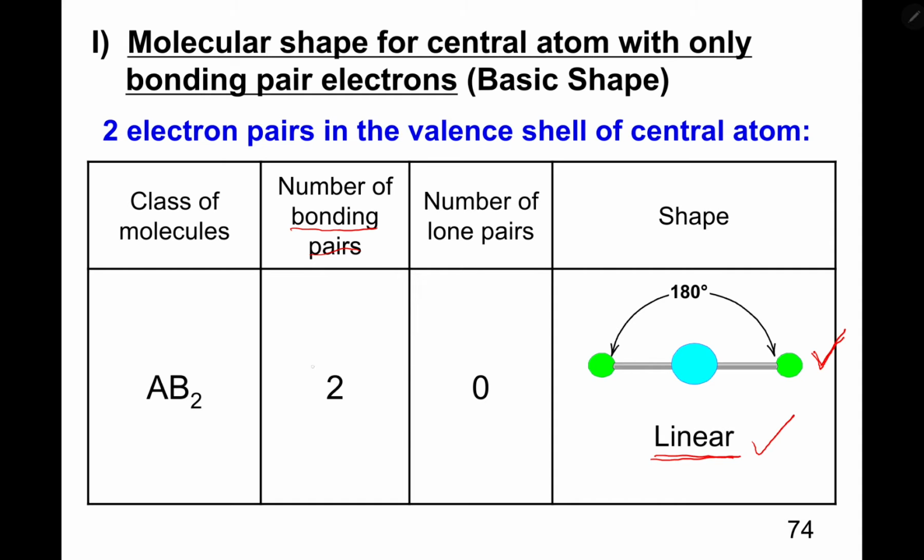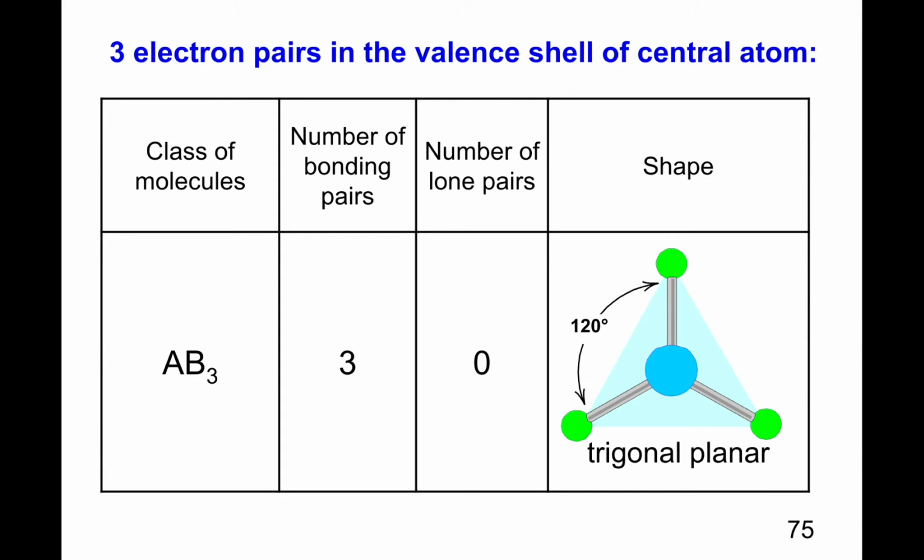For linear, we have 2 electron pairs around the central atom, and the bond angle is 180 degrees. The angle between these two bonds is 180 degrees. The second one is trigonal planar. Trigonal planar is the basic molecular geometry that has 3 electron pairs around the central atom. The basic molecular geometry is also called electron pair arrangement.